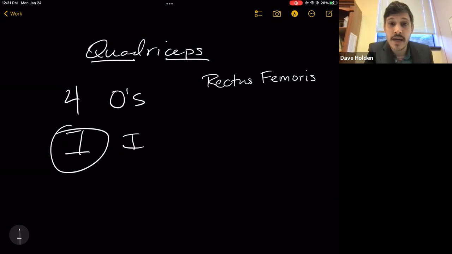Rectus tells you this is going to be a vertical muscle. This is a muscle that will run up and down. Femoris tells you the neighborhood it lives in. It lives in the neighborhood of the femur. This muscle will be found on the thigh. So we are looking for a vertical muscle on the thigh. The next 3 muscles, just like the gluteals, they're a family. They're the vastus family. So we have vastus, daddy, mama, and baby.